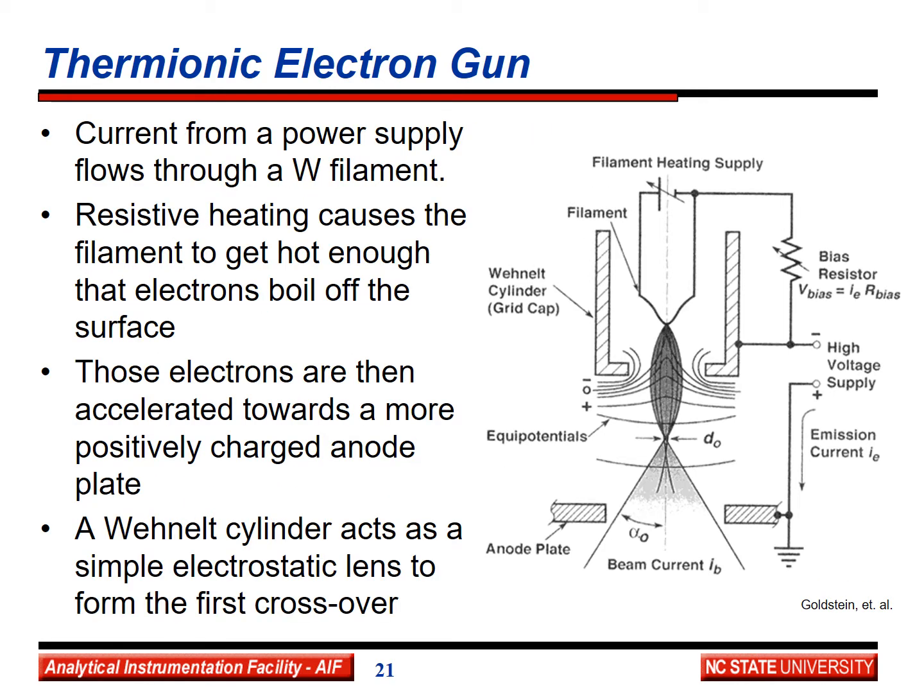To put together what we talked about in the last slide, we're going to take current from a power supply and flow that through a tungsten filament. Resistive heating will cause the filament to get hot enough that electrons literally boil off the surface. Those electrons are then accelerated towards a more positively charged anode plate, and the Wehnelt cylinder acts as a simple electrostatic lens to form the first crossover.